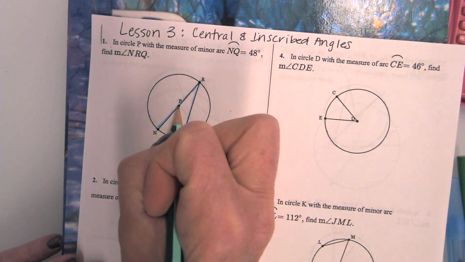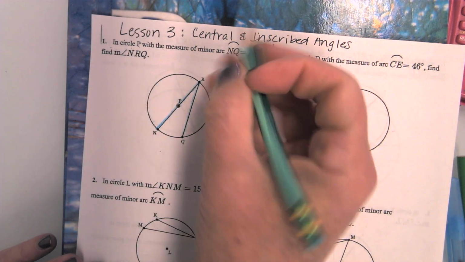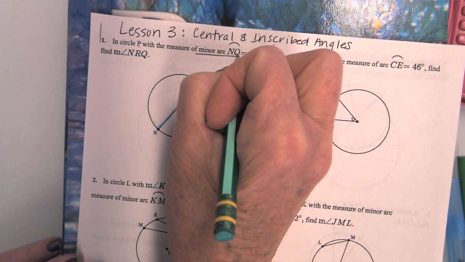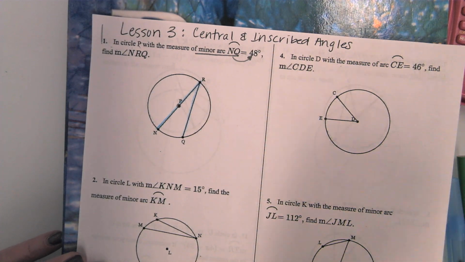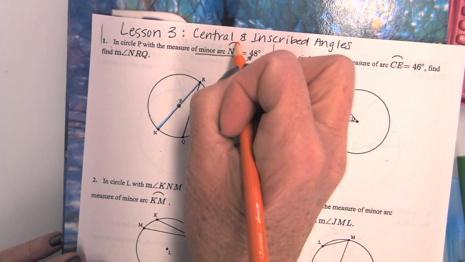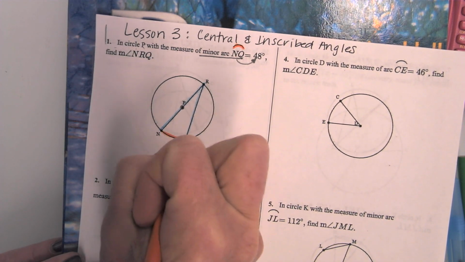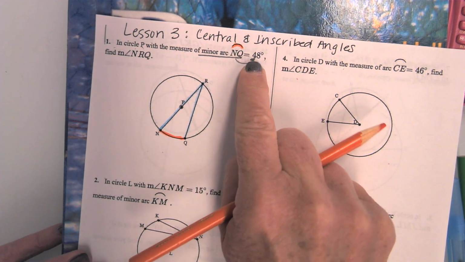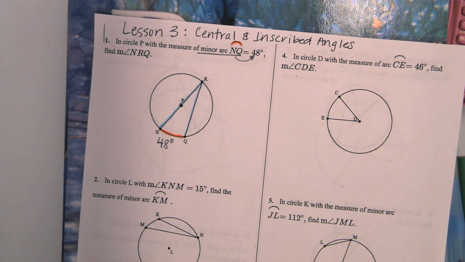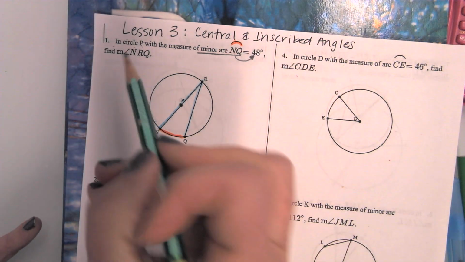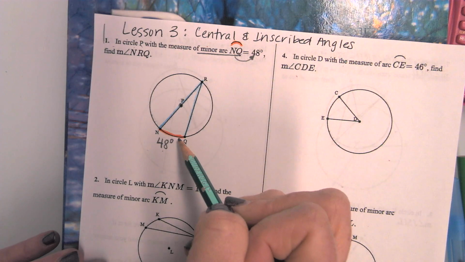In circle P, so remember we name circles after their center points. In circle P, with the measure of minor arc NQ equaling 48 degrees. I'm going to label that NQ. Notice that this is an arc, so I'm going to go ahead and put arc right here. And it tells me the arc is 48 degrees. So I've taken my givens, minor arc NQ is 48, and I've labeled my picture.